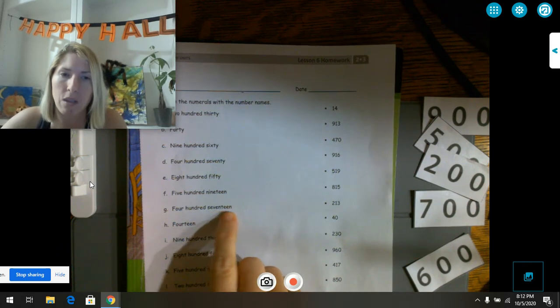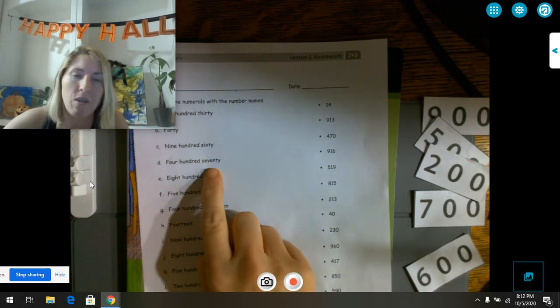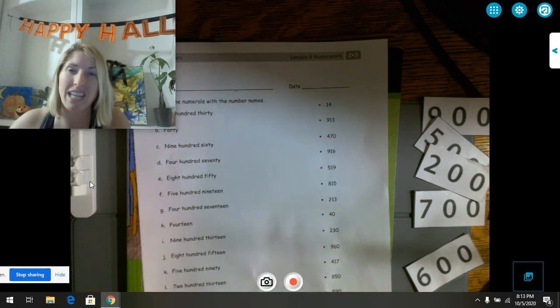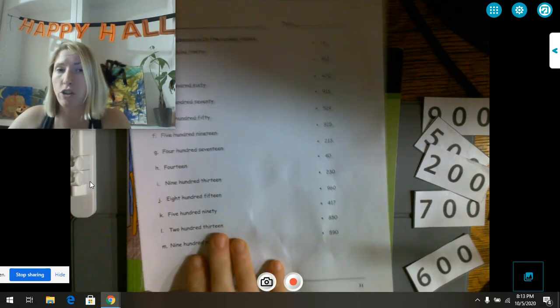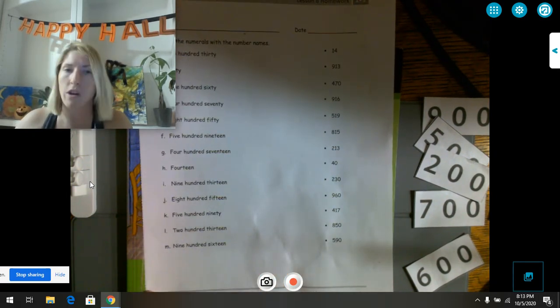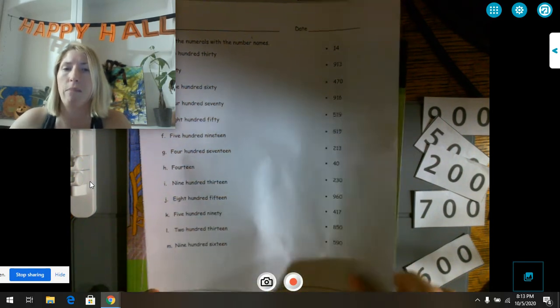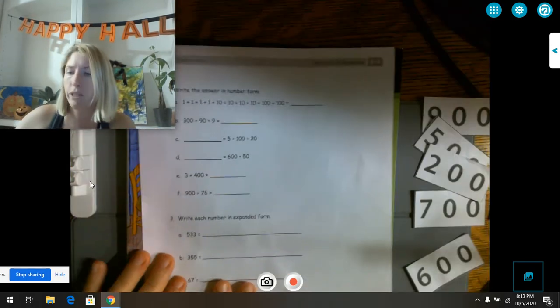Read them really well. That is the word 17, and this is the word 70. And 17 and 70 are really different numbers. So that's all you're doing here. You're going to read the number word, build it with your hide zero cards, and match it to the number on the side. Pancake, flip it over.